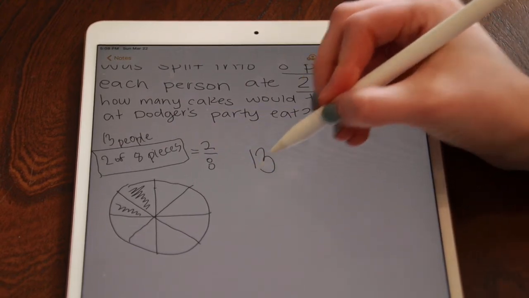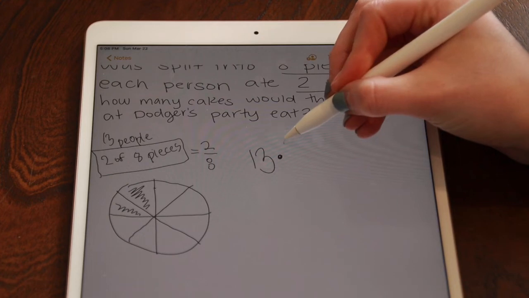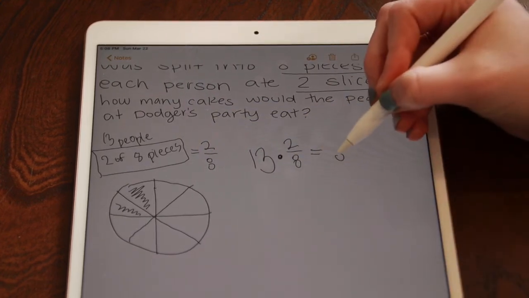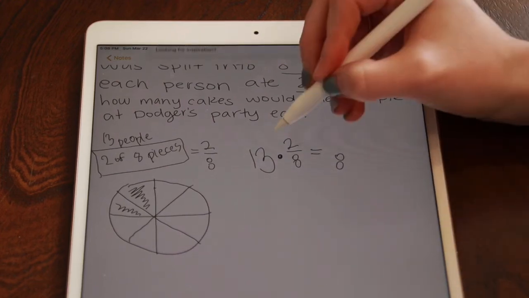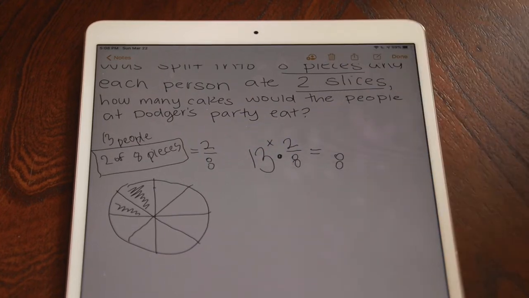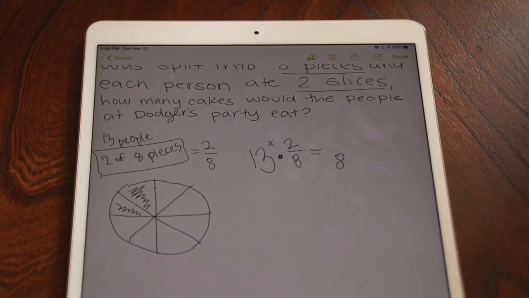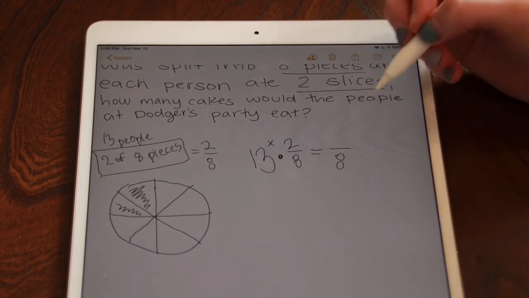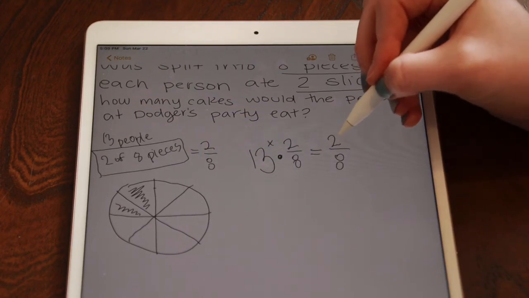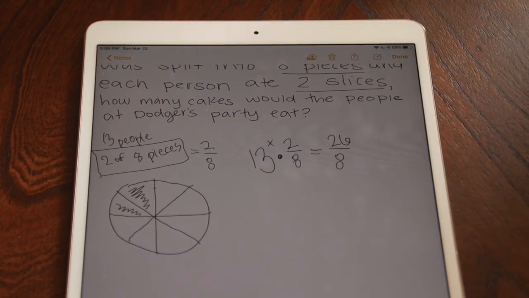Now can I use what I know about multiplication? I have my whole number of 13 and I'm going to multiply it by 2/8. My denominator stays the same and I multiply the top, my numerator, by the whole number. 13 times 2. Well, I could count on my fingers. I could do the multiplication on the side, whatever it takes to get the answer. 13 times 2 would be 26. But can I leave it an improper fraction? No, I cannot.